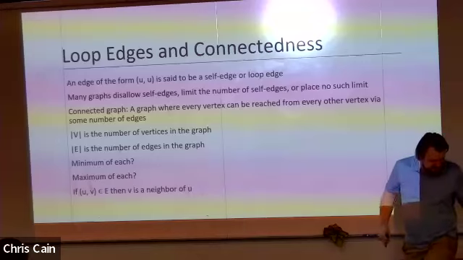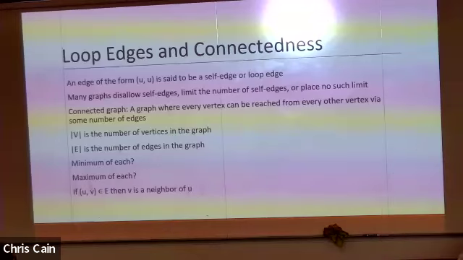More definitions. If we have the edge UV in our graph, then we call V a neighbor of U. And of course, directionality matters. So in a directed graph, if an edge points one direction, then the neighbor only flows in the direction of the edge.